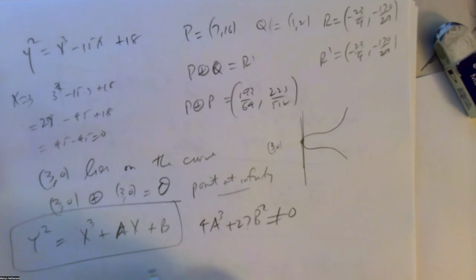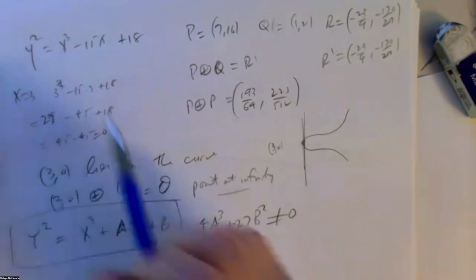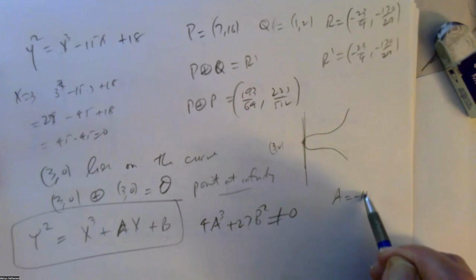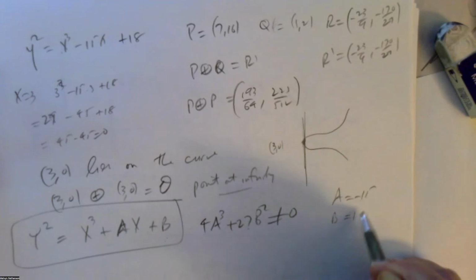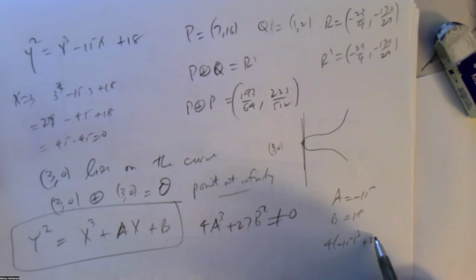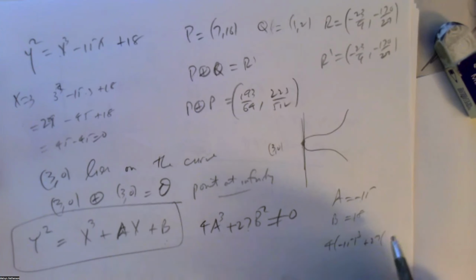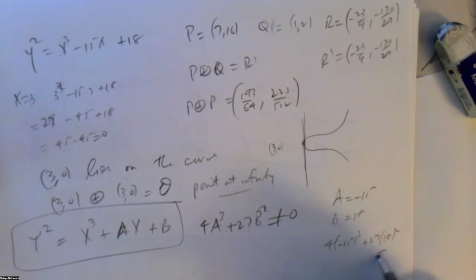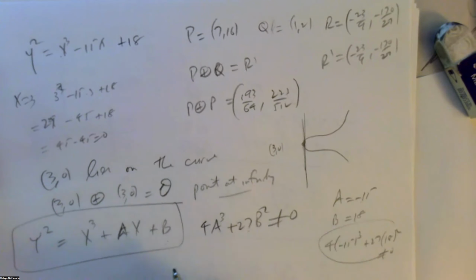So for example, in the case that we've been looking at, a was minus 15, b is 18, and you can check that 4 times minus 15 cubed plus 27 times 18 squared isn't zero. This condition is satisfied. So we had a decent curve to look at. An elliptic curve, most elliptic curves satisfy this condition: 4a cubed plus 27b squared is not zero.